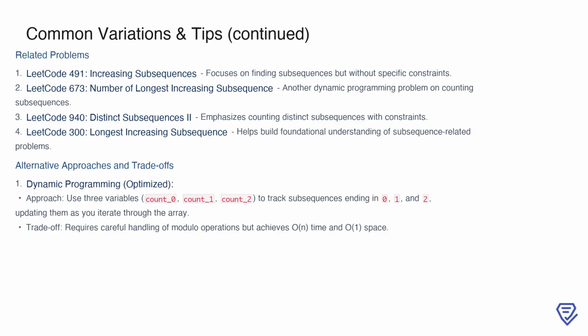In terms of alternative approaches, the dynamic programming technique remains the most efficient. By using 3 variables, count_0, count_1, and count_2, you can track subsequences ending in 0, 1, and 2, updating them as you iterate through the array. While this method requires meticulous handling of modulo operations, it achieves the optimal time complexity of O(n) and space complexity of O(1), making it the best choice for large inputs.